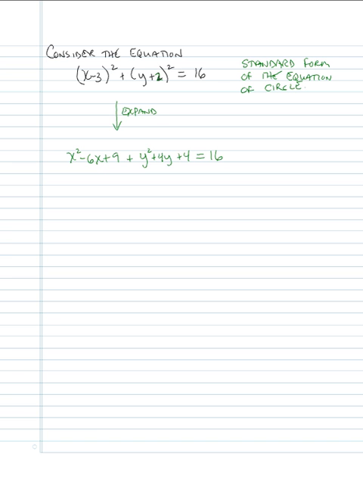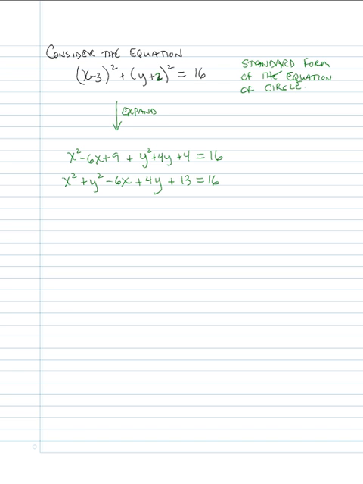Now, what I want to do next is rearrange these where I have the highest powers first and then the power 1. So I'm going to say x squared and then plus y squared. And then I'm going to put my x's in alphabetical order. So now I'm going to put my x to the first. That's minus 6x. And my y to the first. That's plus 4y. And then, of course, the 9 plus the 4 we can add together and get 13. And, of course, that's equal to 16.